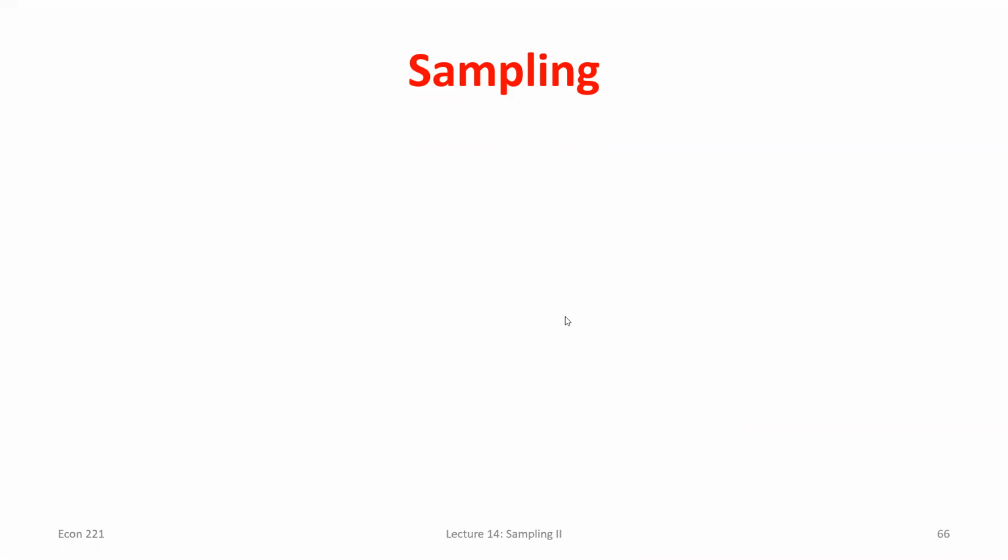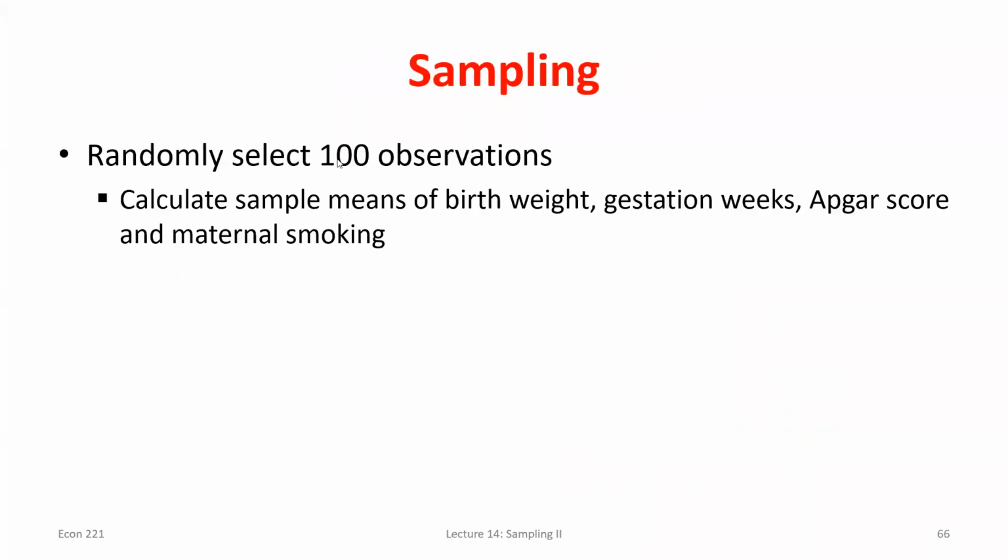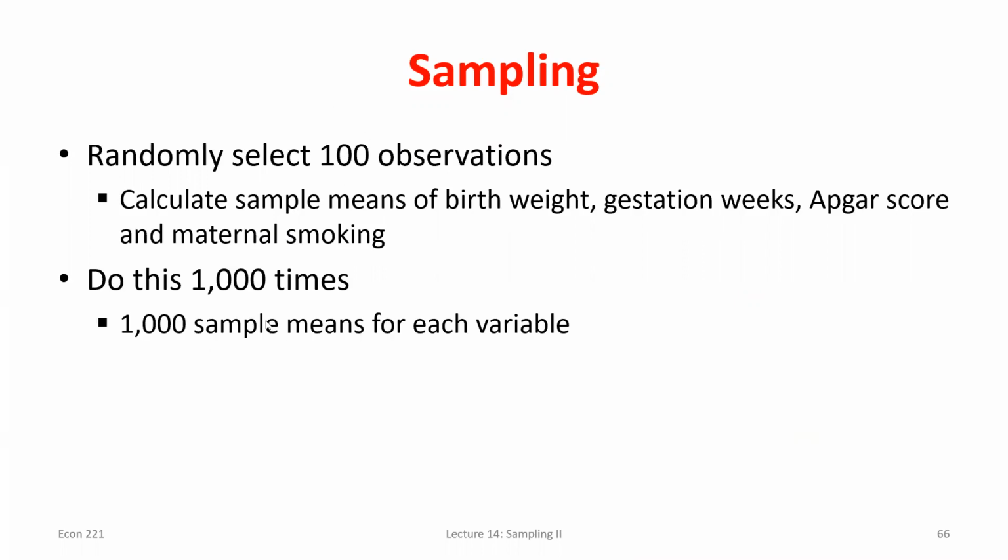So what I did then, so I had the original data, I looked at the distributions, I found the mean and the variance. I then took samples of size 100 for each one of these variables. I looked at that sample of 100 and I calculated the sample mean birth weight, the sample mean gestation, the sample mean APGAR score, and sample mean maternal smoking for that sample. I then did that 1,000 times. So I took 1,000 different samples of size 100.